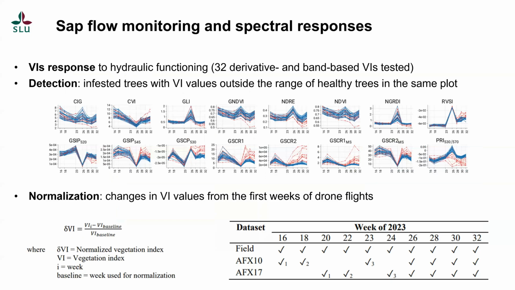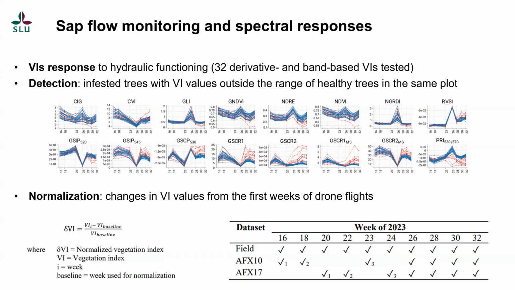And to see how the spectral response was happening after the colonization, we calculated 32 vegetation indices, both from derivative curves or from single bands. And then we assessed when a tree was detected based on when the value that this tree showed was outside the value of the healthy trees. So then we know that the damage is causing a deviation on the spectral information for this tree.